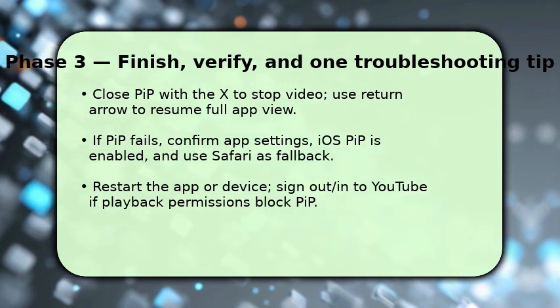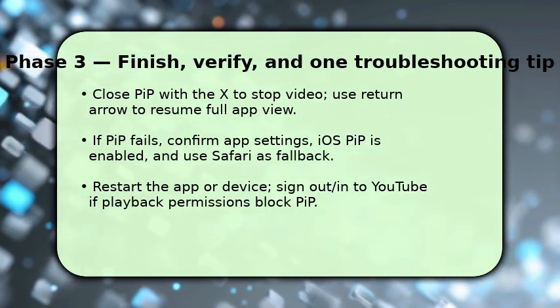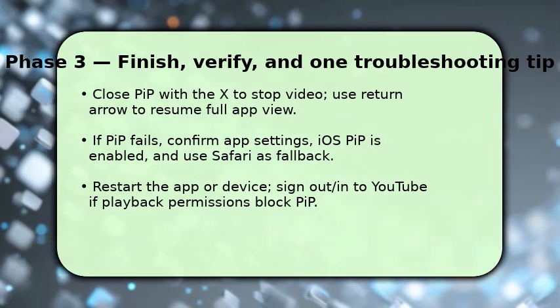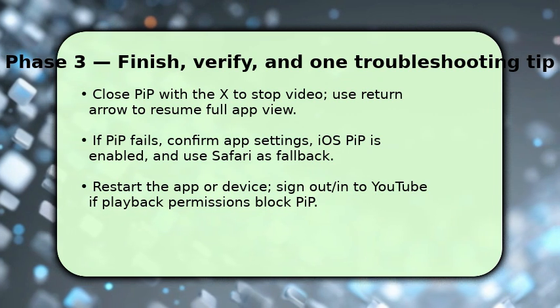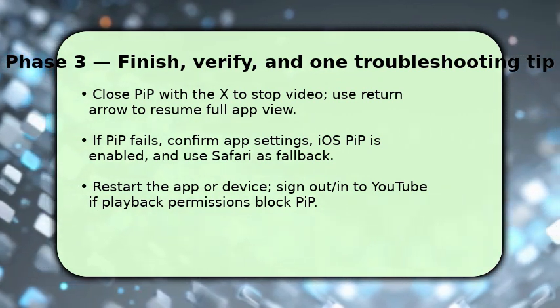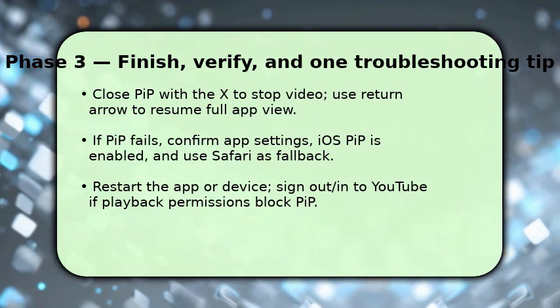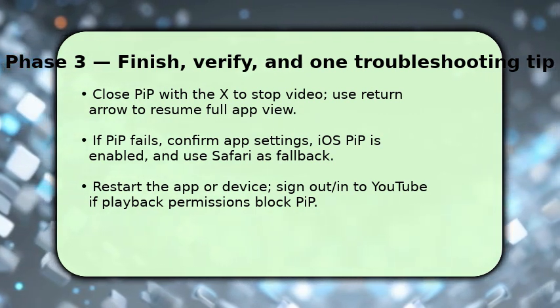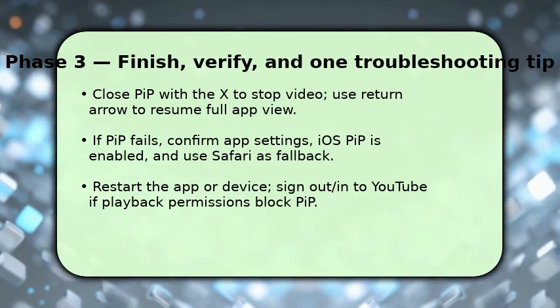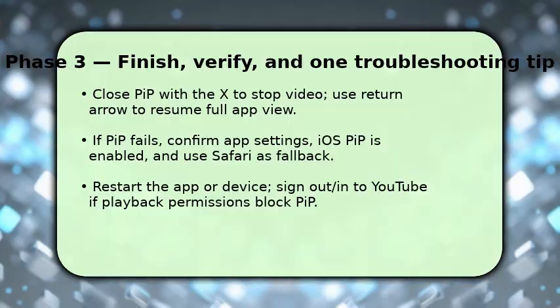If PiP doesn't work, make sure PiP is enabled in Settings > General > Picture-in-Picture, and that you're on a compatible iOS and app version. Safari often works as a reliable fallback. If issues persist, restart the app or device, and sign out and back into YouTube to refresh permissions. This usually clears stubborn PiP problems quickly.